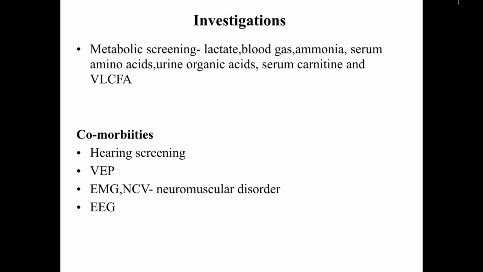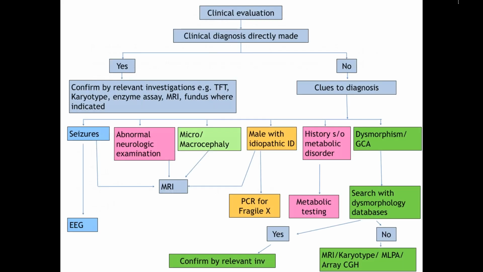So apart from the evaluation or investigation for the cause of intellectual disability, you will do investigation for comorbid conditions. So any child who is presenting with developmental delay, especially language delay or poor general understanding, hearing screening has to be done. Visual assessment has to be done in all. If there are neuromuscular problems, then EMG and NCV may be needed. If there is epilepsy, you may need to do EEG.